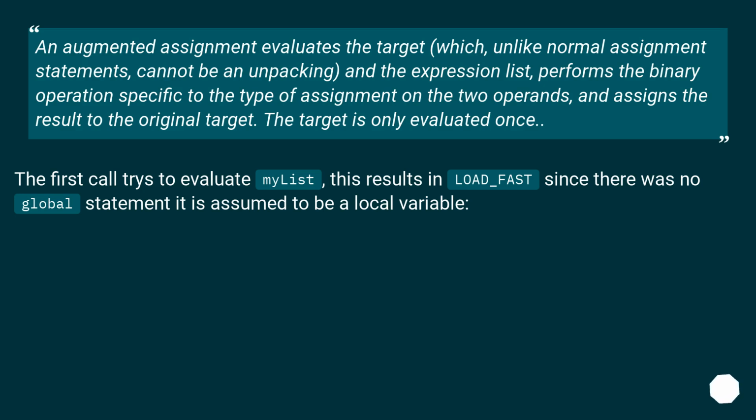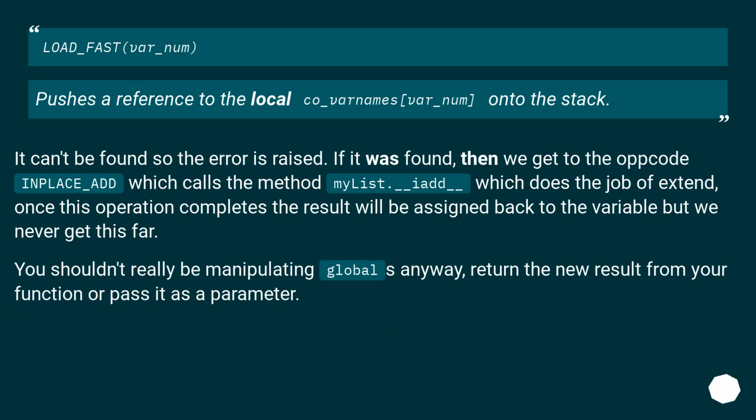The first call tries to evaluate mylist. This results in LOAD_FAST. Since there is no global statement, it is assumed to be a local variable. LOAD_FAST var_new pushes a reference to the local co_varnames var_new onto the stack. It can't be found, so an error is raised. If it was found, then we get to the INPLACE_ADD, which calls the method mylist.__iadd__, which does the job of extend. Once this operation completes, the result will be assigned back to the variable, but we never get this far.